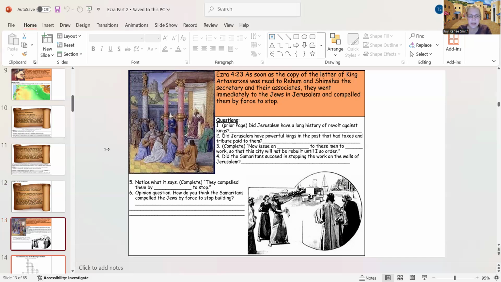Notice what it says. They compelled them by force to stop. How do you think the Samaritans compelled the Jews by force to stop building? I think the Samaritans probably used weapons or pushed the builders away from the wall. Well, because the builders had gotten a previous approval to rebuild Jerusalem. They have rebuilt the temple. It's time to rebuild the wall to protect the temple.